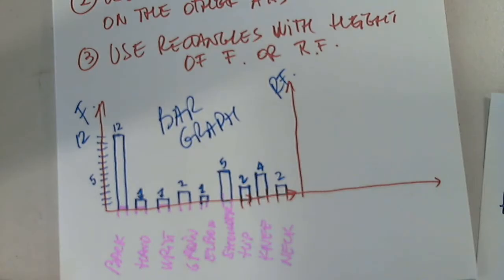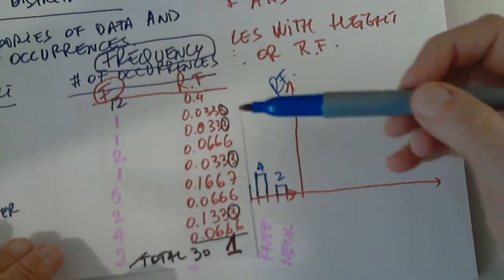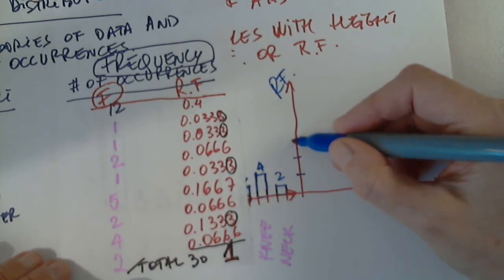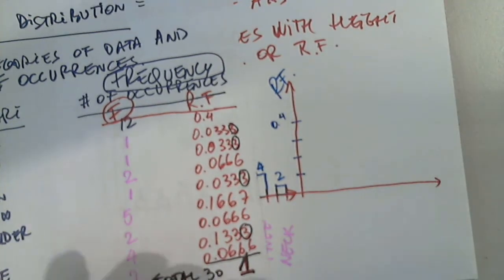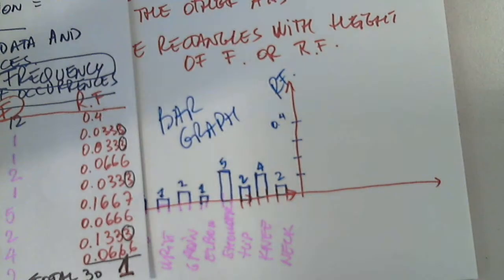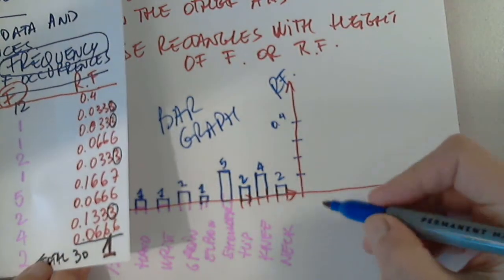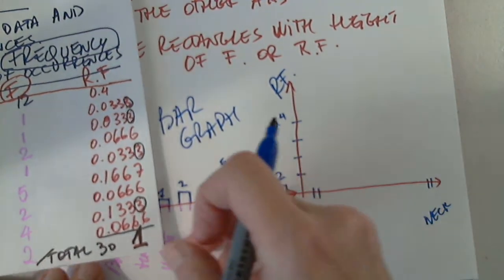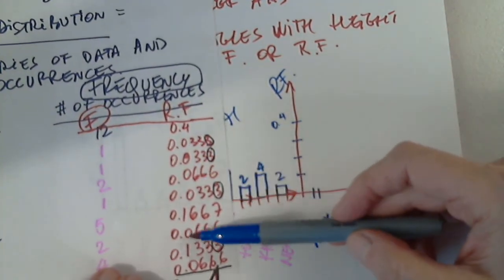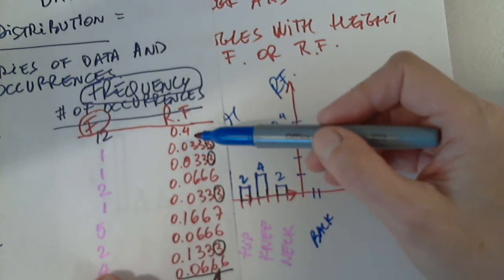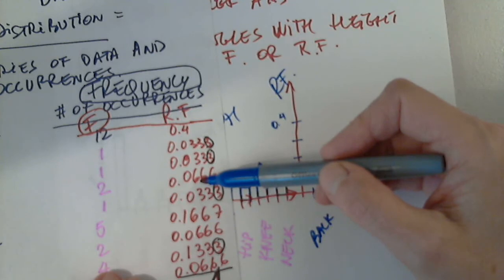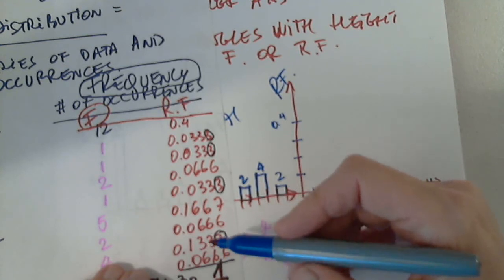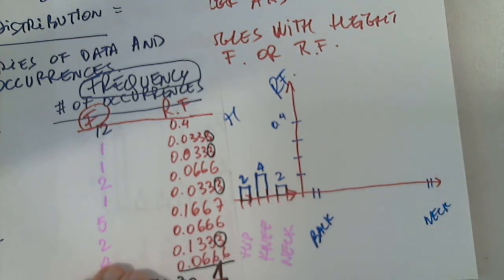Now if we use the relative frequency, let's go back. Which one is the highest? The highest is 0.4. So I'm going to say 0.1, 0.2, 0.3, 0.4. It will be difficult. Bear with me, and let's assume I have the same categories here from the back to the last one, which is neck. But this time the height is based on these percentages: 40%, 3%, 3%, 6.6%, 17%, 6.6%, 13%, and 6.6%.